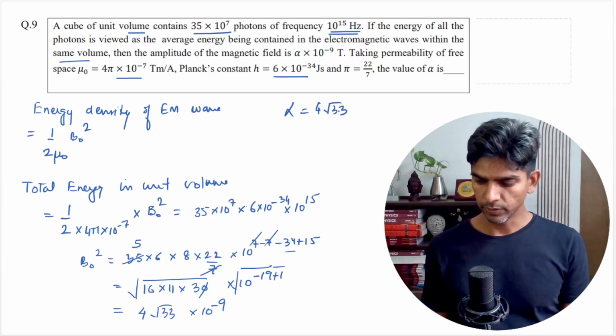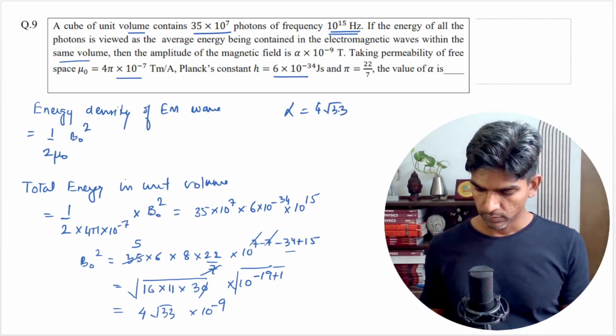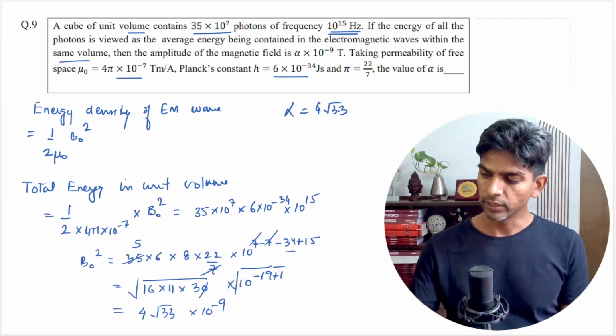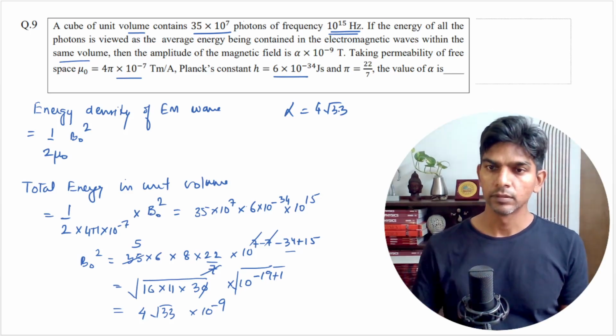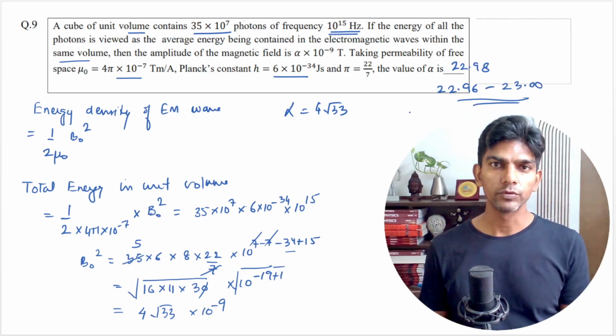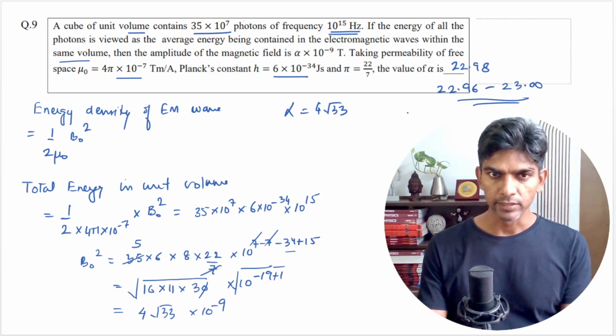So if we simplify this times 4, so we are getting 22.98. So it should be 22.98. So you will get some range, maybe 22.96 to 23.00, something like this they will give you for this question. So this is the answer.